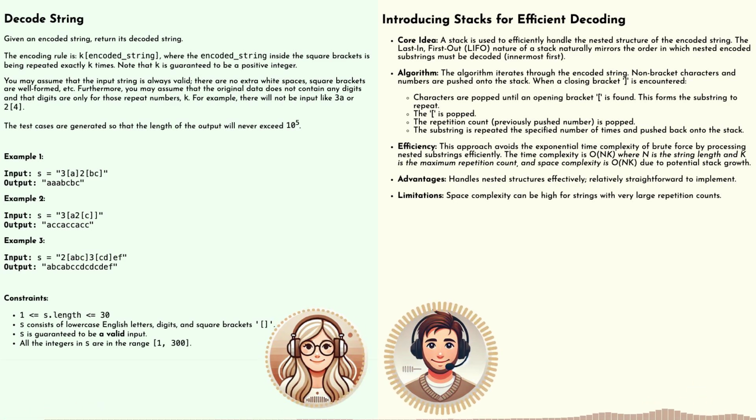So walk me through how we'd actually use a stack to solve this problem. We'll process the string character by character. When we encounter a number, we just push it onto the stack. Same with an opening bracket. Got it. What about when we hit a letter? We push the letter onto the stack as well. So we are basically storing these pieces of our decoded string. Exactly.